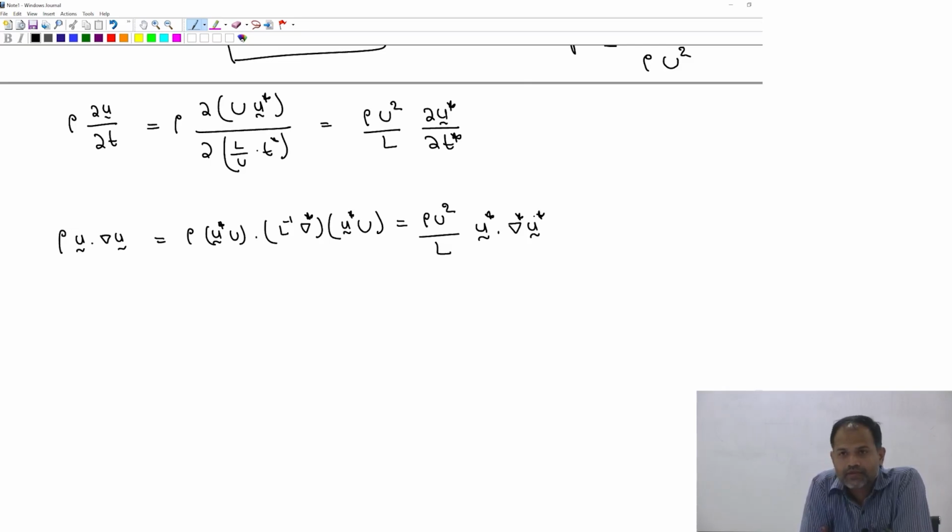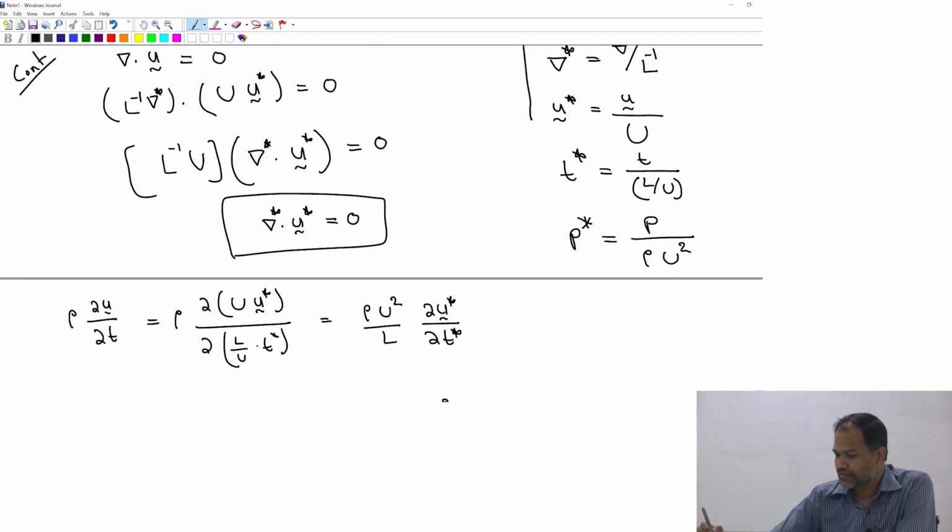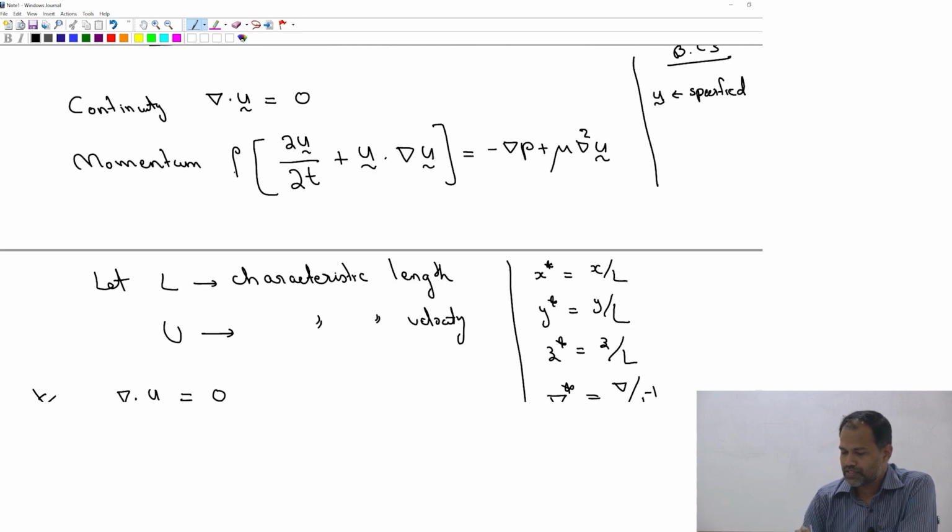Where? Rho, so you're talking about the left hand side or the right hand side? Left hand side, it's just rho into u dot grad u, right? The second term? The second term is just rho times u dot grad u.